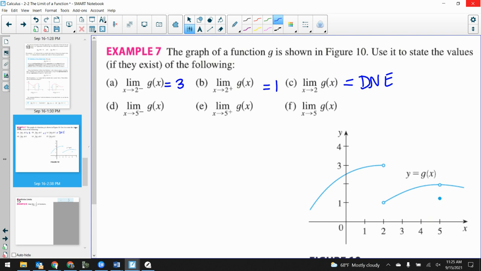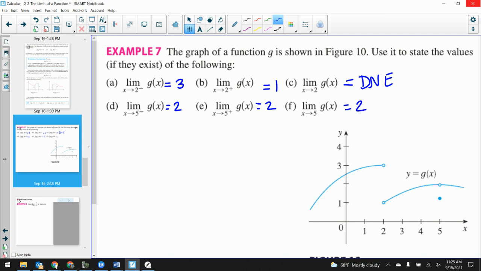Okay, let's do that again. What's the limit as x goes to 5 from the negative direction? Okay. X value 5. What's the value? Looks like 2, right? What's the value from the positive direction, going toward 5? Looks like 2, right? Now, what does that tell me about the limit as x approaches 5 of g of x? What does it equal? 2.